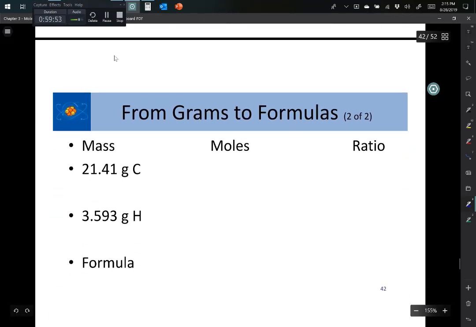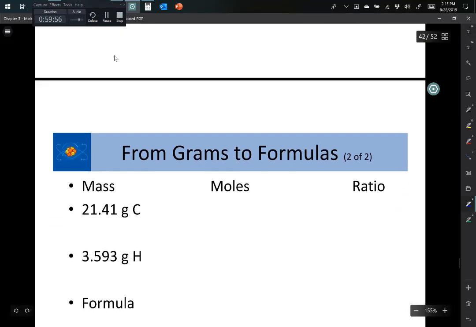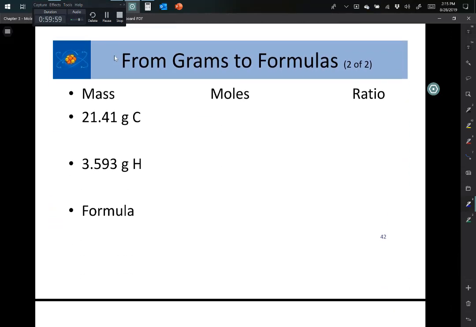I set it up on the next slide. How am I going to convert 21.41 grams of carbon to moles of carbon? Look at the molar mass on the periodic table. Put your good glasses on. So I'm going to go like this: 12.011 grams of carbon for every 1 mole of carbon, and I set that up so the grams will cancel.